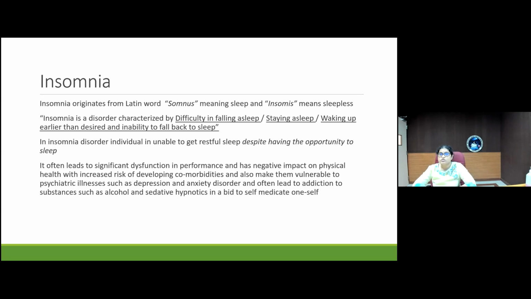Insomnia often leads to significant dysfunction in performance and has a negative impact on physical health, with increased risk of developing other comorbidities and medical issues, and often makes individuals vulnerable to psychiatric illnesses such as depression and anxiety disorders. It is also often seen that these individuals become increasingly prone to addiction to substances such as alcohol and sedative hypnotics in a bid to medicate themselves for getting good sleep.